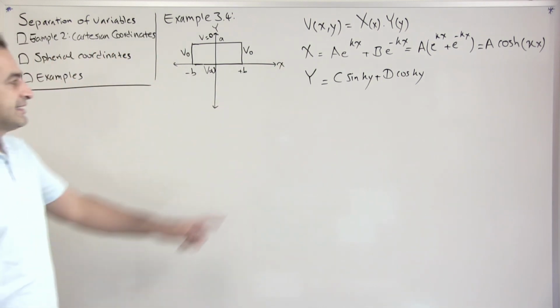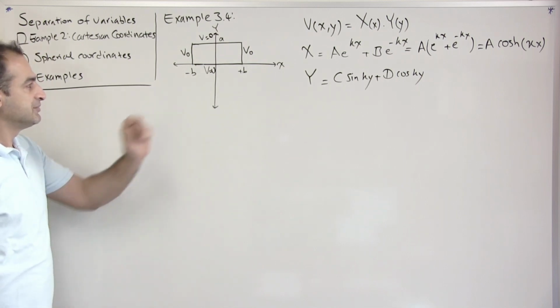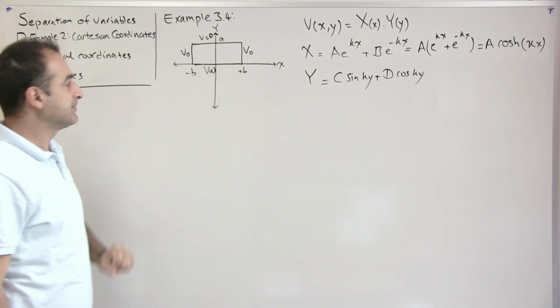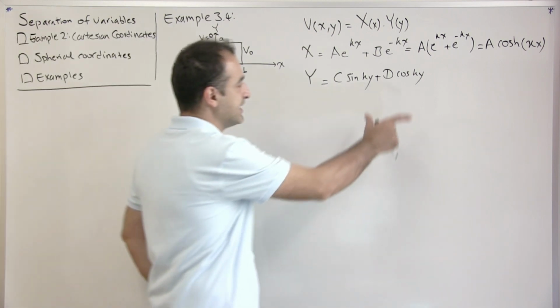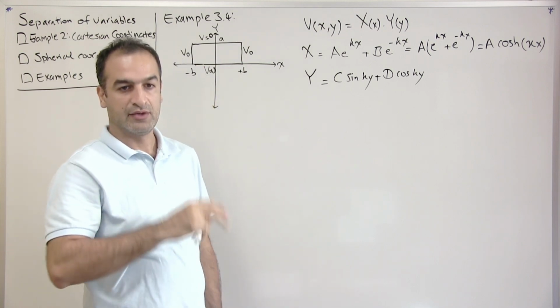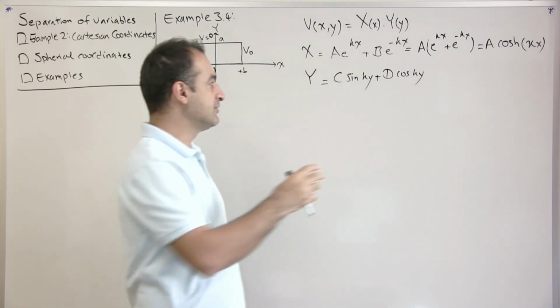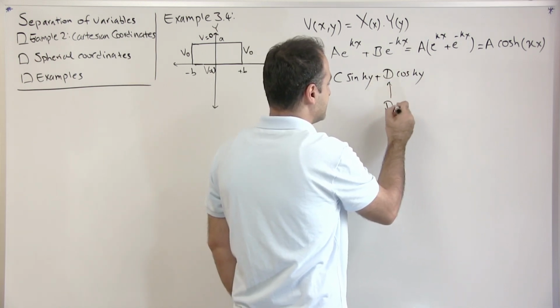The y component has similarities to the previous example we had. The function should be 0 at y equals 0. At y equals 0, the function must be 0. That means the second term, cosine of ky, must be 0. Cosine of ky is 1. In order to make it 0, the only option we have is to set D equal to 0.